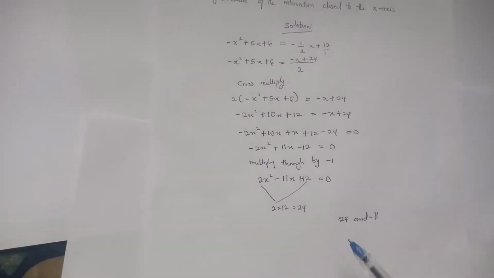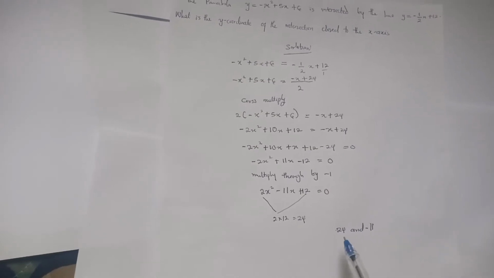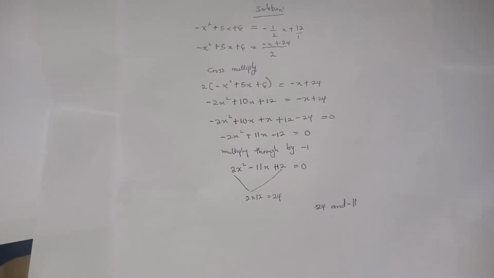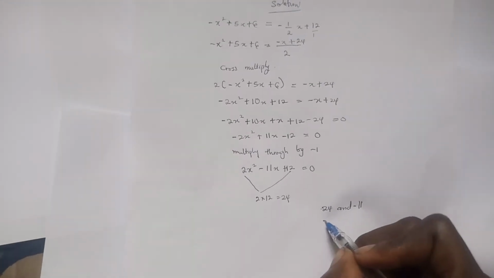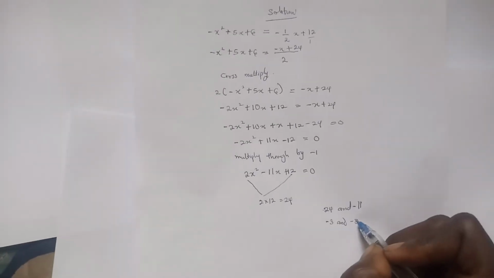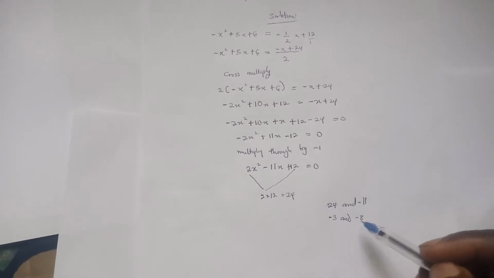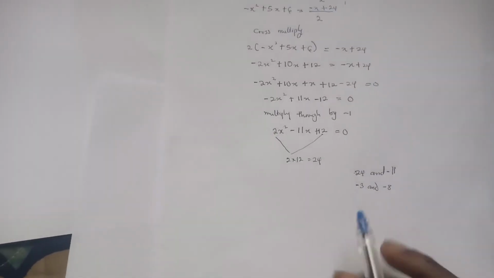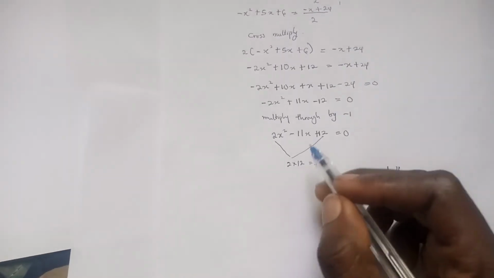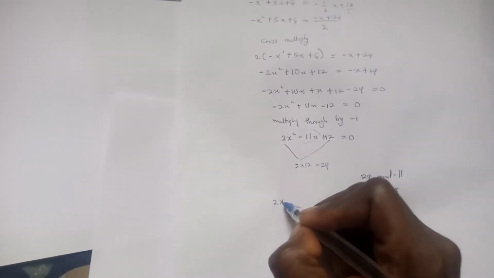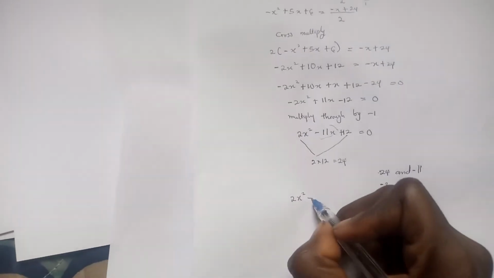Now let's look at the factors of 24. That's 3 and 8. 3 times 8 will give you 24, but if you add 3 plus 8 together, you get 11, not minus 11. So we can make use of minus 3 and minus 8. Minus 3 times minus 8 will give you plus 24, while minus 3 minus 8 will give you minus 11. So let's input our factors. You substitute for this minus 11x. So you have 2x squared minus 3x minus 8x plus 12 is equal to 0.